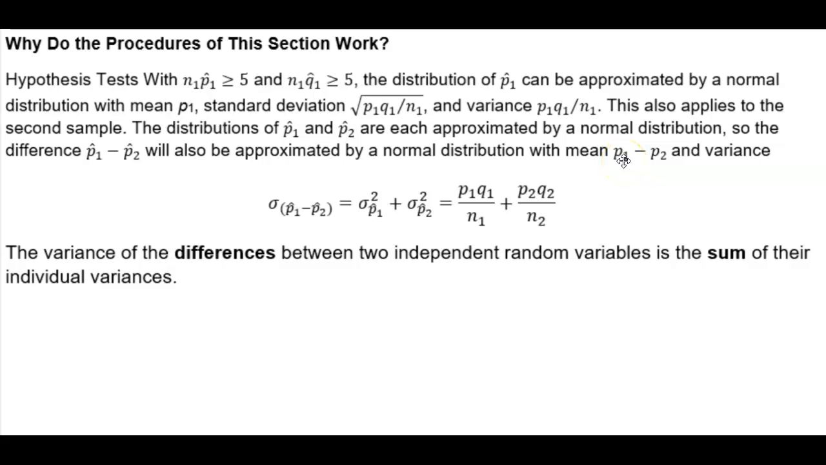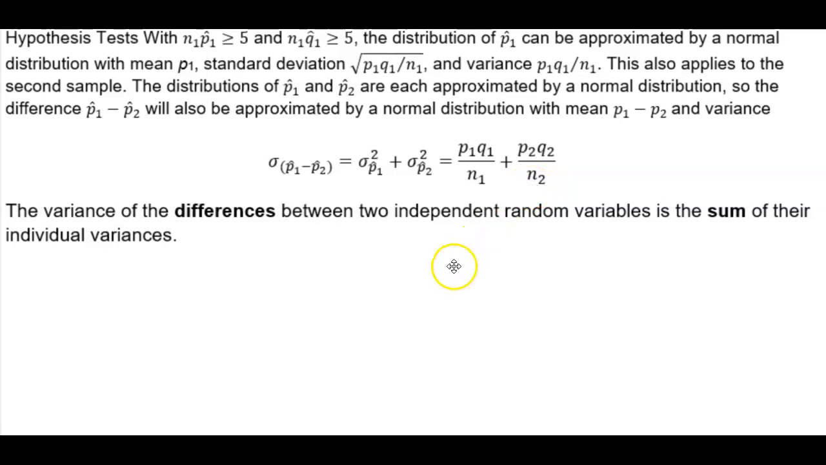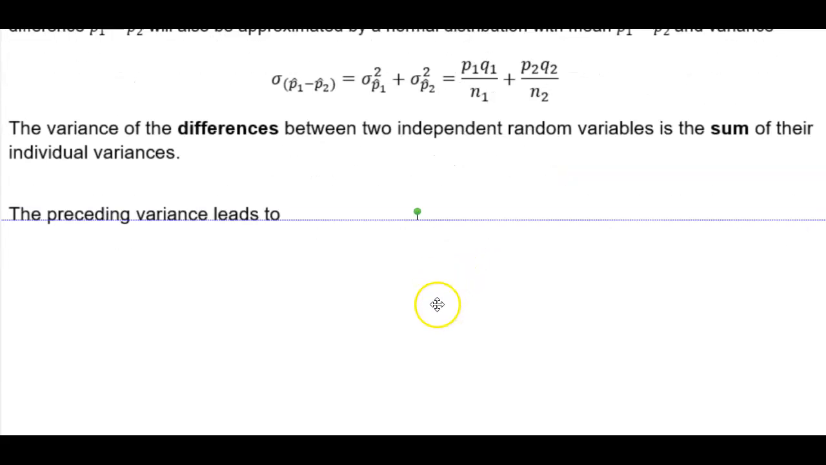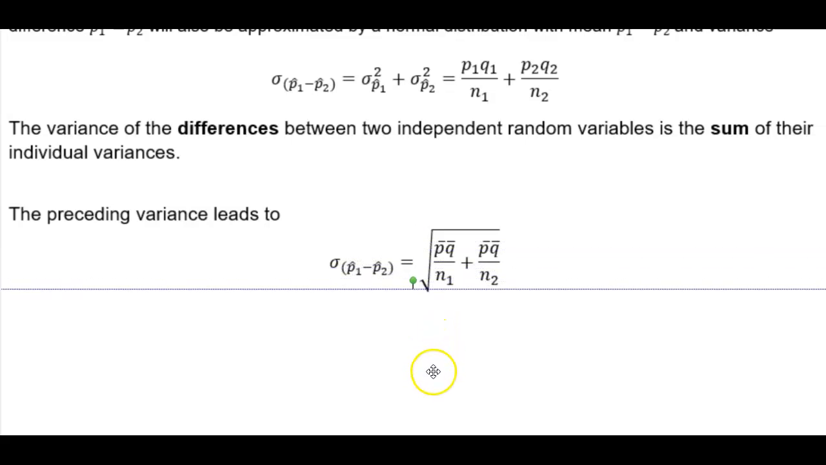a mean of population proportion 1 minus population proportion 2 and variance. So here we have the variance of the point estimate of population 1 plus the variance of point estimate population 2, which is equal to population proportion 1 times its complement over n1 plus population proportion 2 times its complement over n2. Now the variance of the differences between two independent random variables is the sum of their individual variances. So the preceding variance leads to the following.